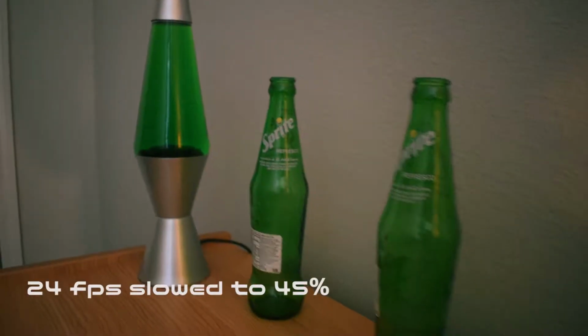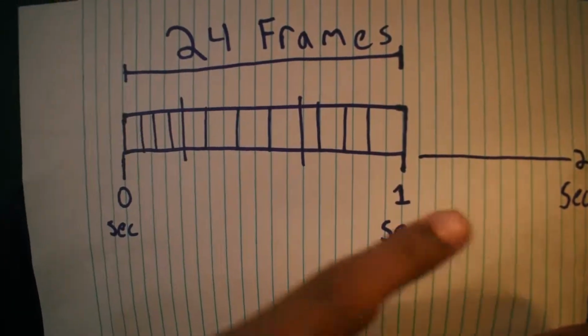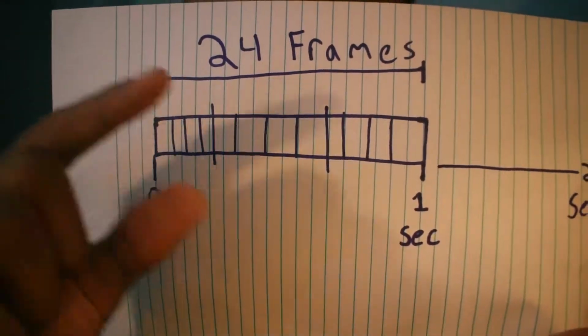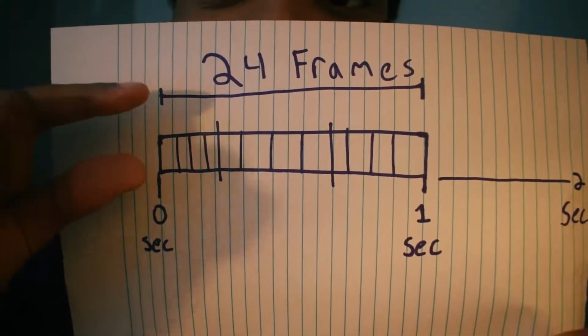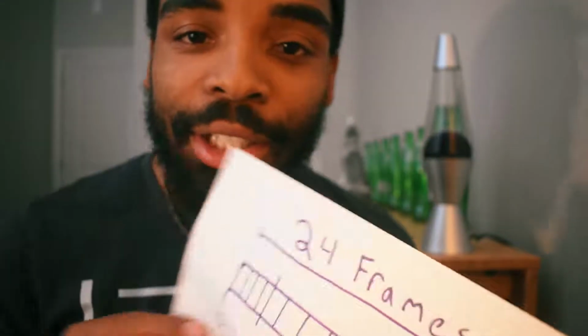But if we only have 24 frames and we stretch that to 2 seconds, all these frames will stretch out and you'll just get 12 frames per second. So if you're playing a video at 12 frames per second, you're literally going to be looking at 12 frames. Boom, boom, boom, boom, boom. And that's what gives you that choppy motion whenever you're trying to slow down 24 frame footage.